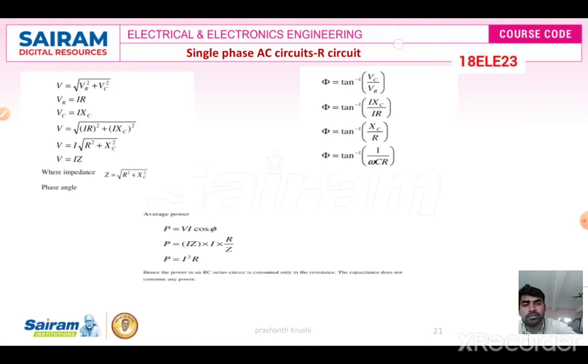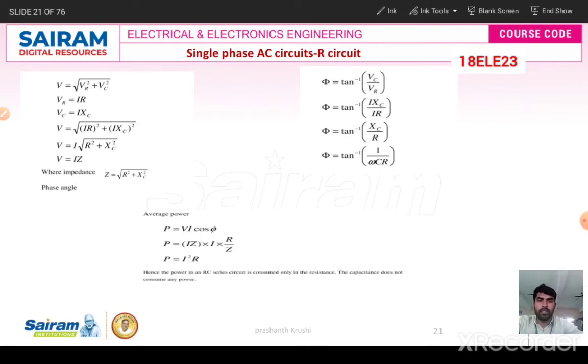So V is equal to root of VR square plus VC square. Finally VR is equal to IR, and VC is equal to IXC. V is equal to root of (IR) square plus (IX) square. V is equal to I into root of R square plus X square. V is equal to I into Z, where impedance Z is equal to root of R square plus X square.